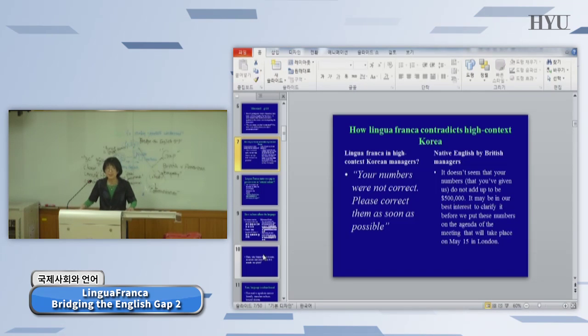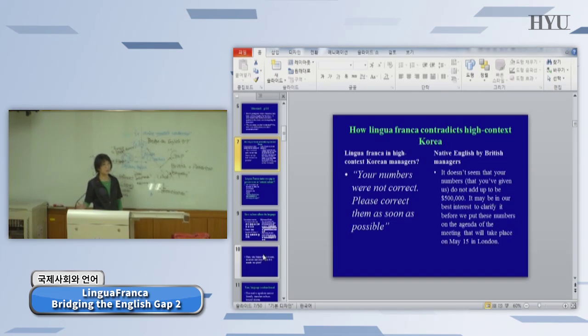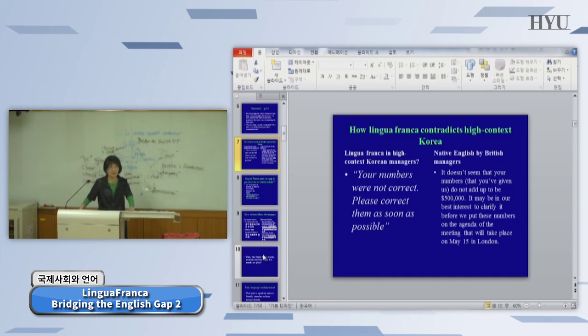But how would you feel if your counterpart is British? The British person would say, what? I got the message here, but it is a little too straightforward, and there is no diplomacy, no nuance, and it sounds too plain. That would be the typical reaction from British speakers.